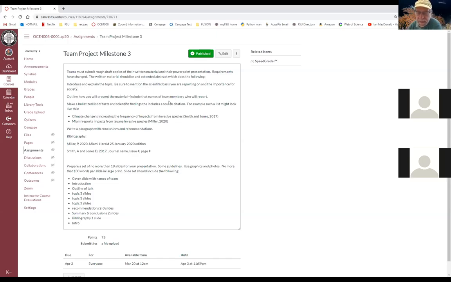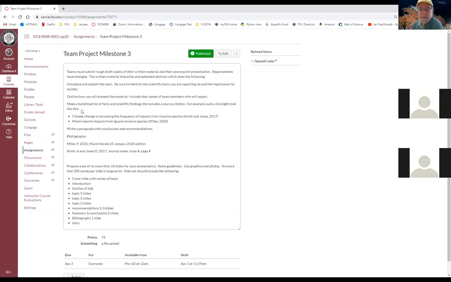You introduce and explain the topic briefly. So, for example, our team is investigating the impacts of invasive species and their changes due to climate change. And this is important because they damage local ecosystems and harm property, etc. So the outline should explain the topic, and it should mention the scientific basis that you're reporting on and the importance for society. And then an outline of how you'll present the material. So who will be doing an introductory presentation, who will be presenting the different topics in the on-class presentation.